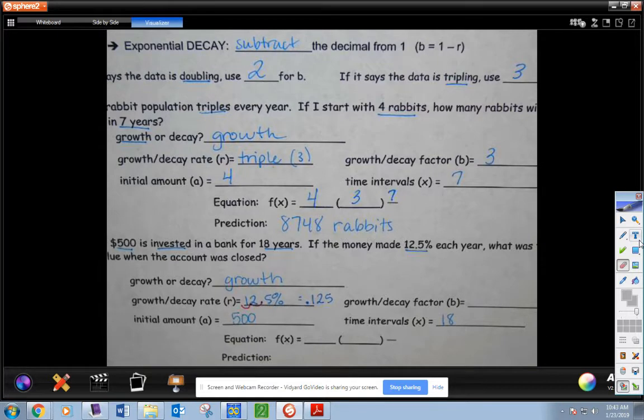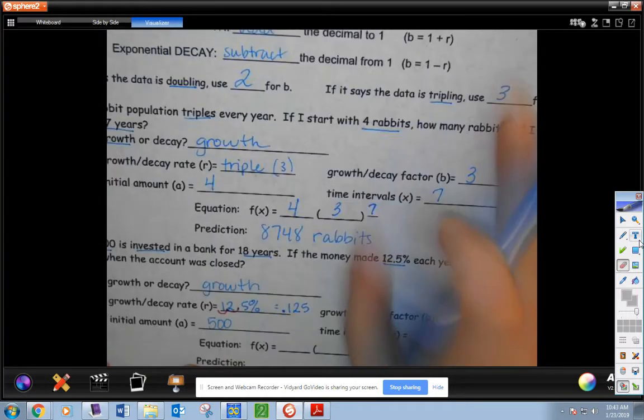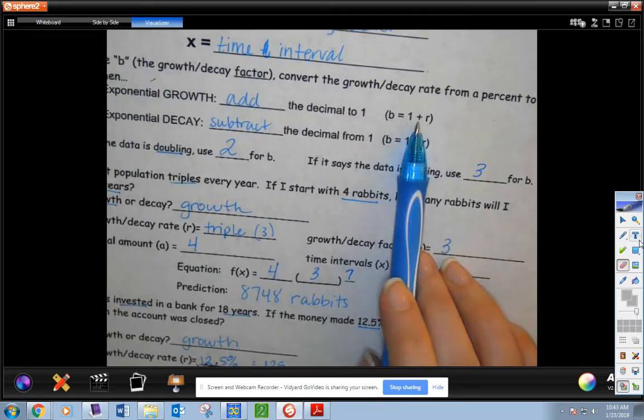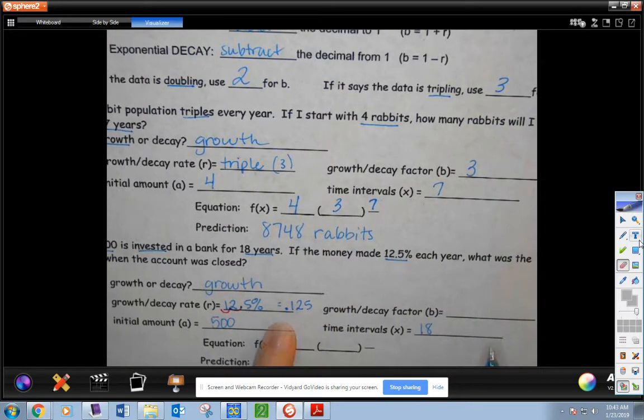Now, to come up with your growth factor, this is where you have to go back up to this thing right here and do the 1 plus that. So since it's growth, I'm going to do 1 plus 1.25, which will give me 1.125. And that's my growth factor.